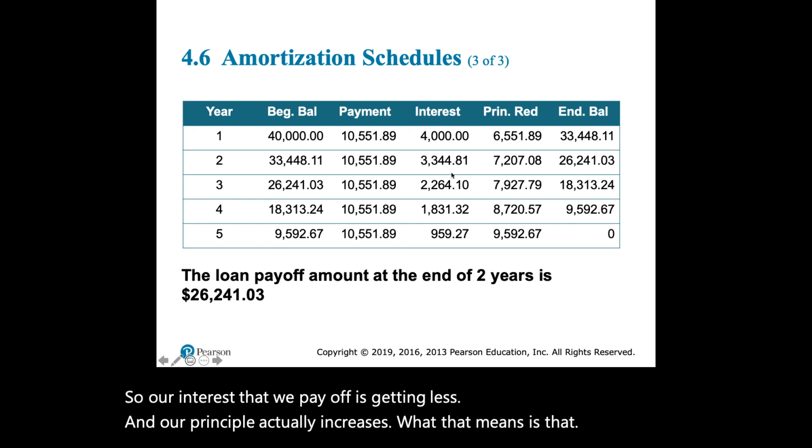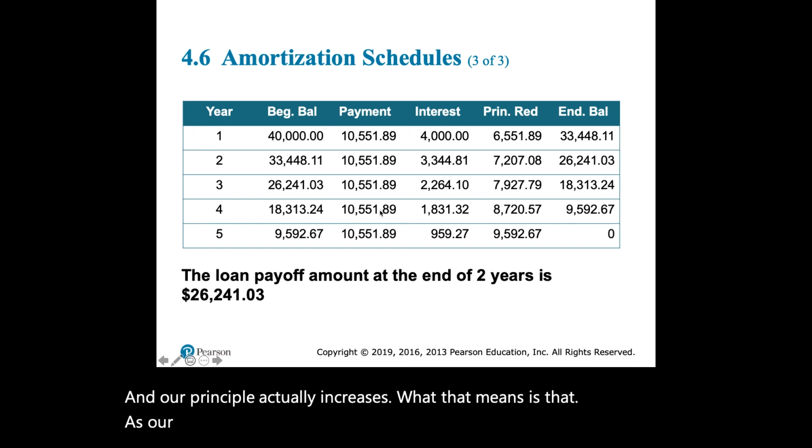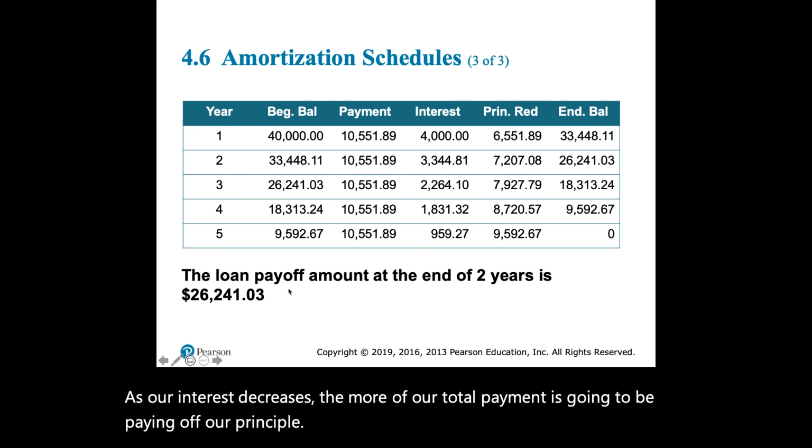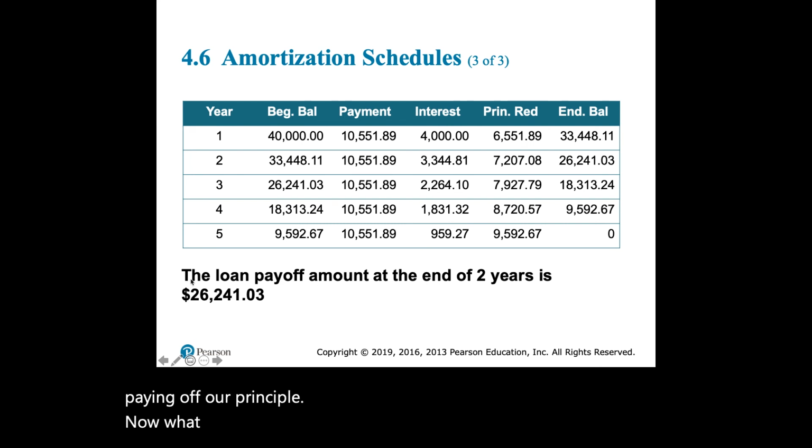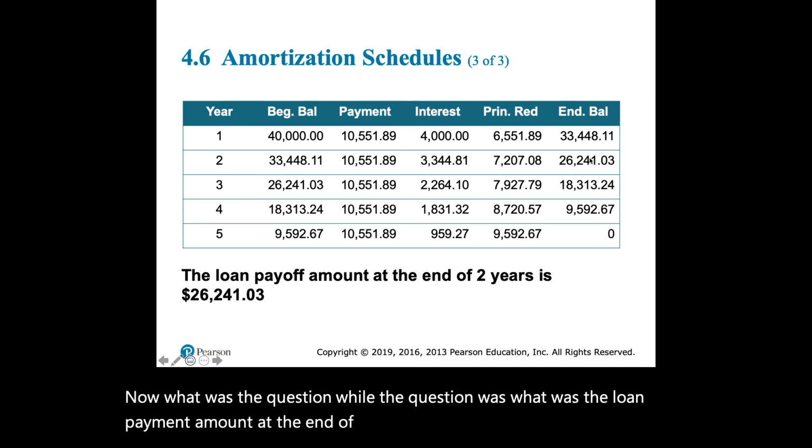Now, what was the question? Well, the question was, what was the loan payoff amount at the end of year 2? Well, we can take a look at our ending balance here. So let's say, for instance, we want to conclude our loan early, and we're at the end of year 2. If we pay $26,000, then we know that our loan has been finished.